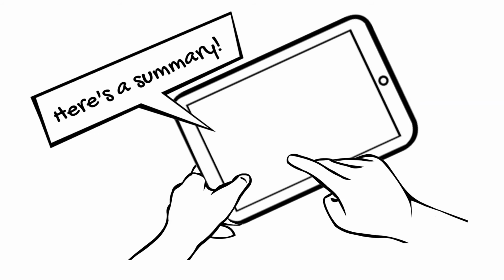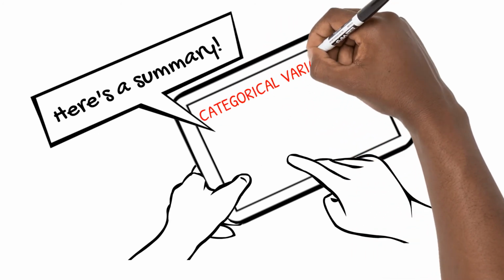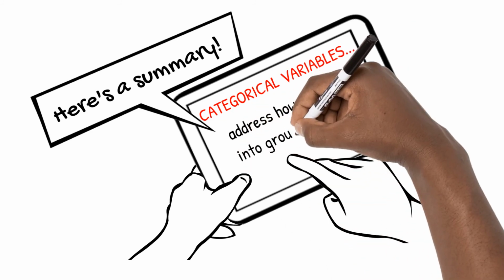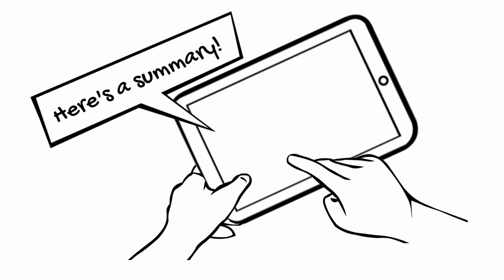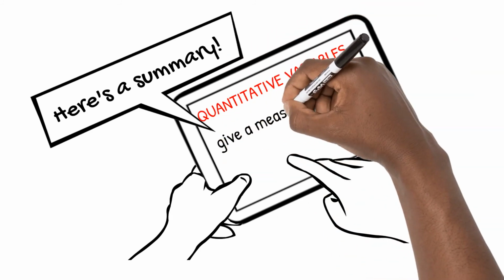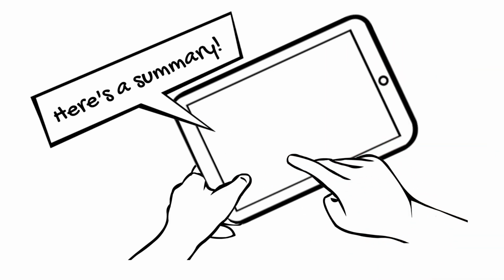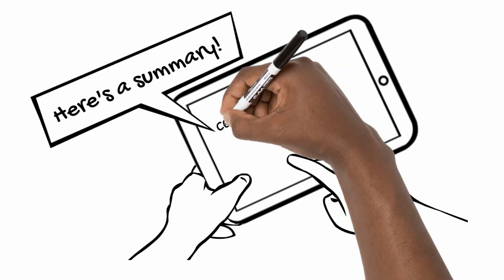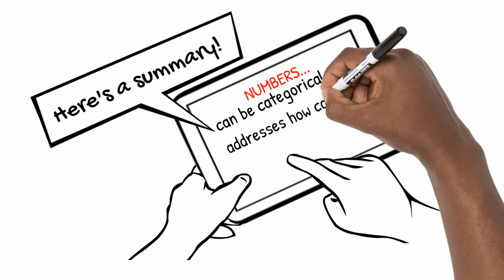Let's summarize what we learned in this video. Categorical variables address how cases fall into groups. Quantitative variables give a measurement and come with units. And remember, numbers can represent categories too, depending on the context.